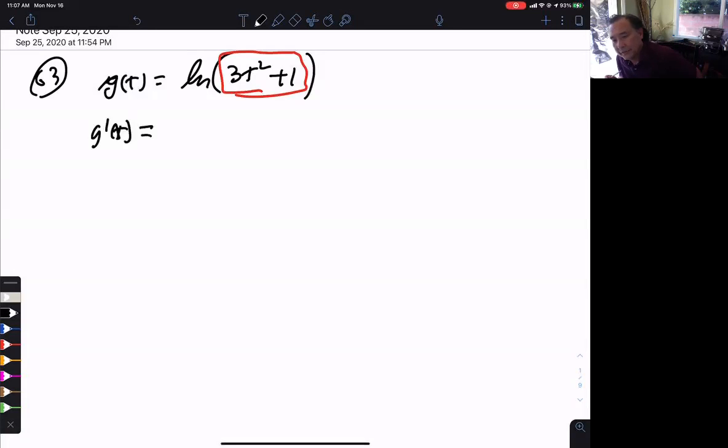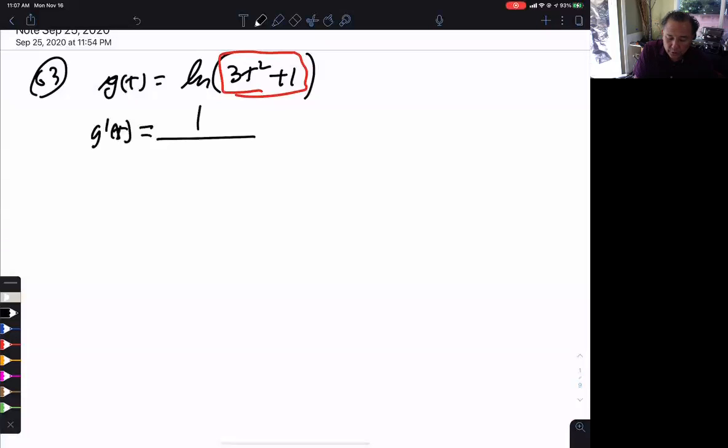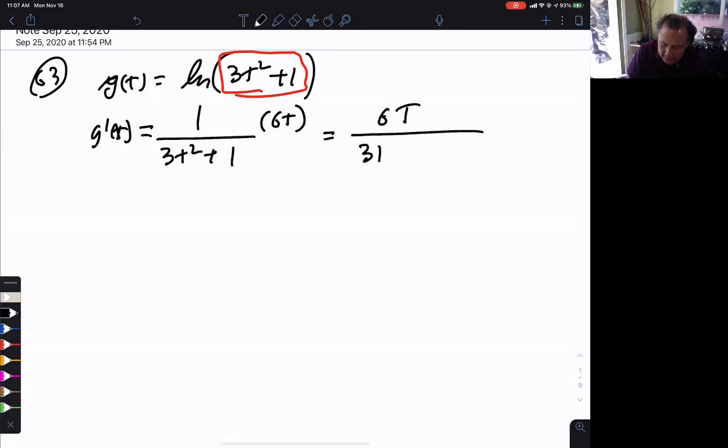But it's not ln of t. It's ln of a function. So it's going to be chain rule. So what's ln of box? It's 1 over box times the derivative of box, which is 6t. Okay? Let's rewrite that like this.